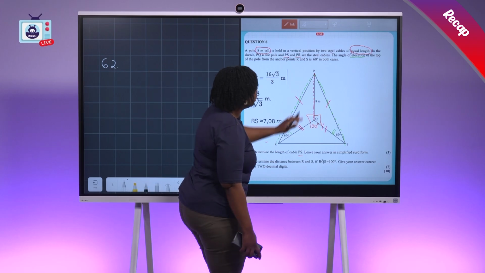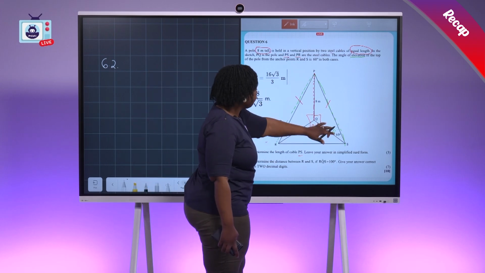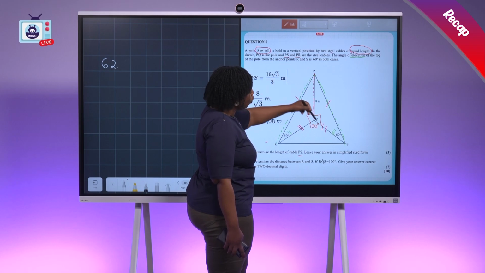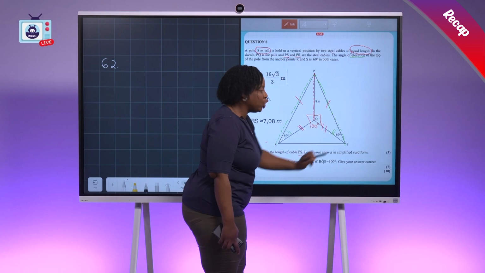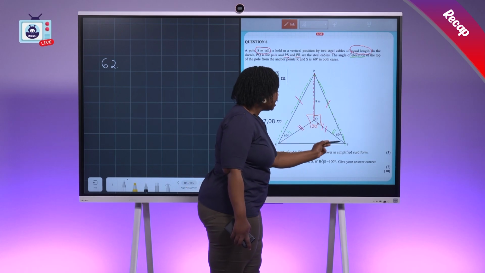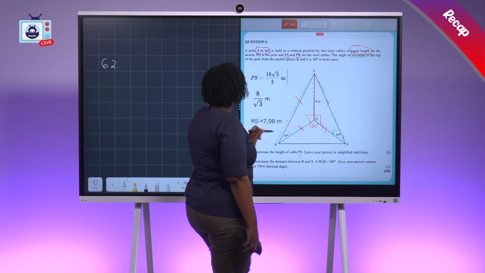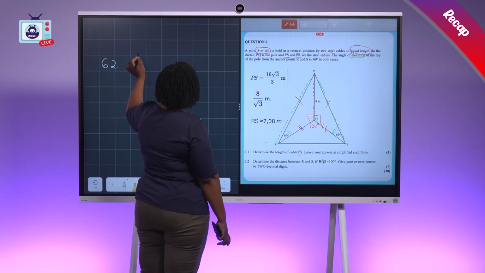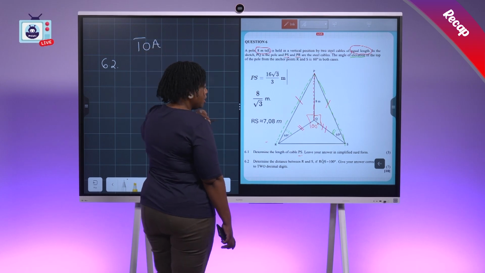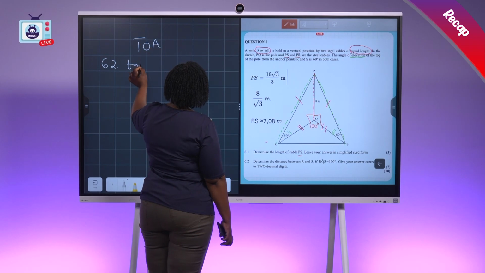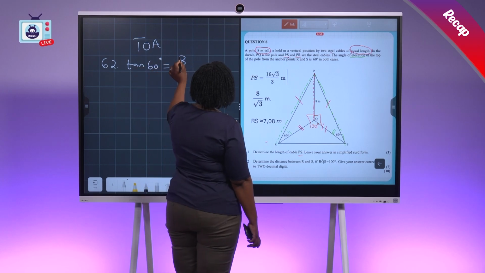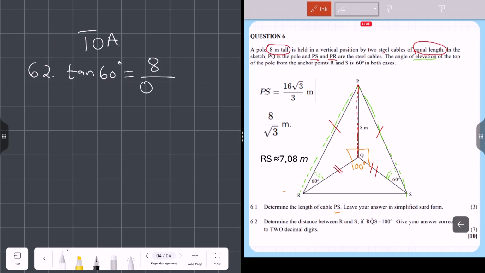So we will use the previous triangle PQS to find our side QS. How are we going to do that? We're going to use the adjacent side and the opposite side. So what can we use for that? It's tan. So tan is opposite over adjacent. So we're going to have tan of 60 degrees equals, our opposite is 8 and our adjacent is QS.